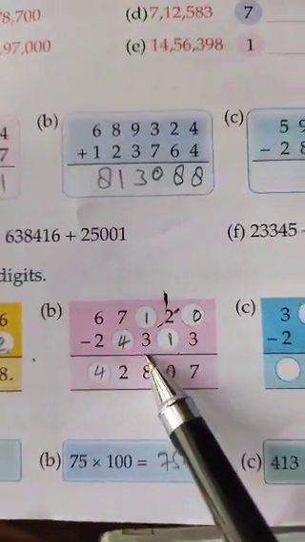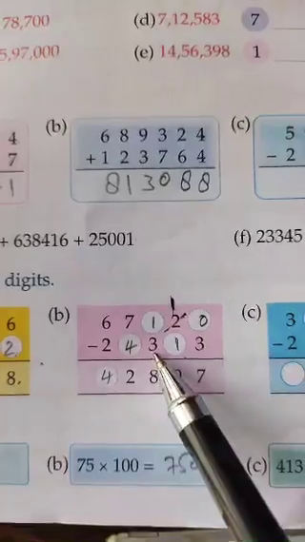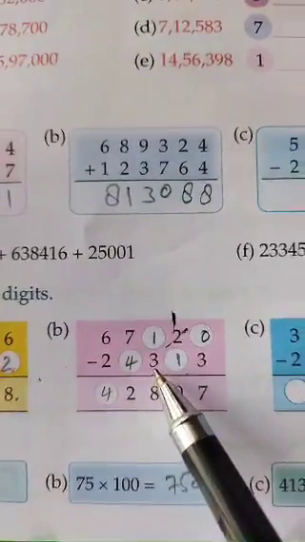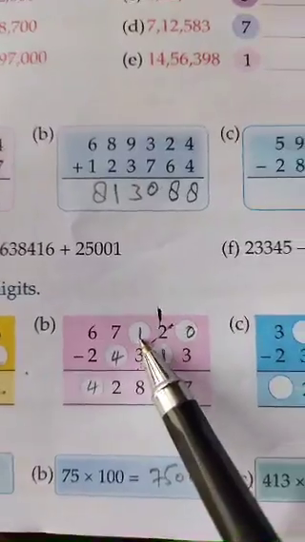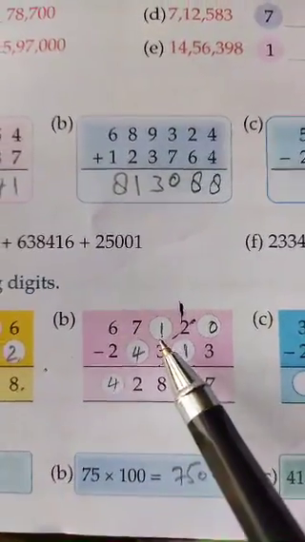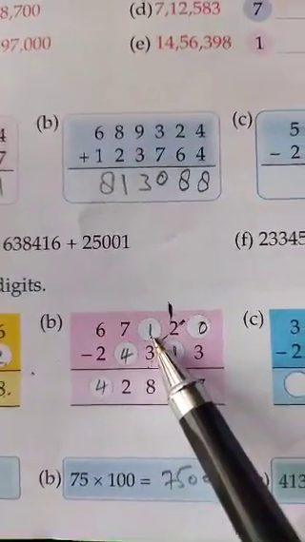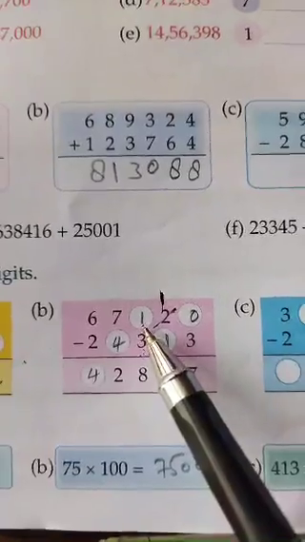Then again see here. It is 3. What will be subtracted from 3? That we will get 8. So the number will be 11. Again we cannot write two numbers. So 1. We will write only 1.